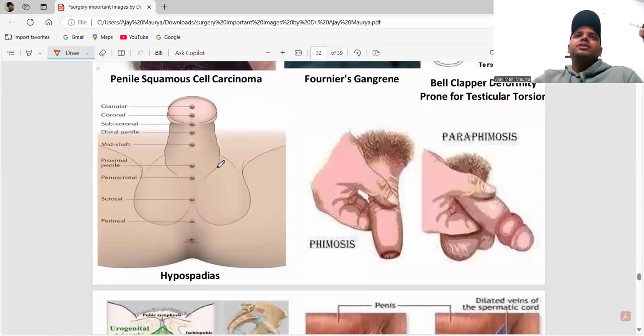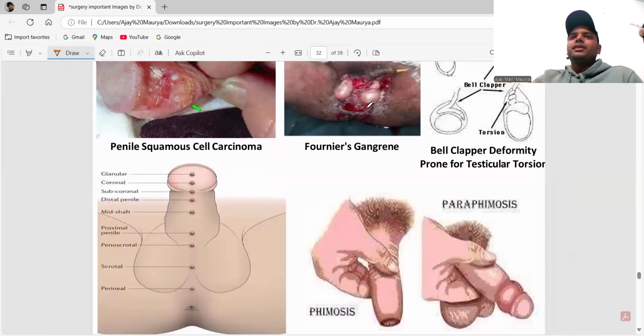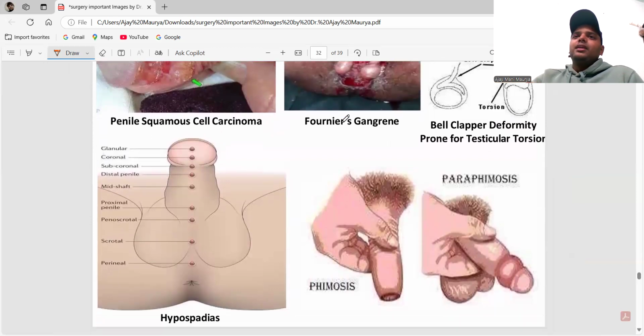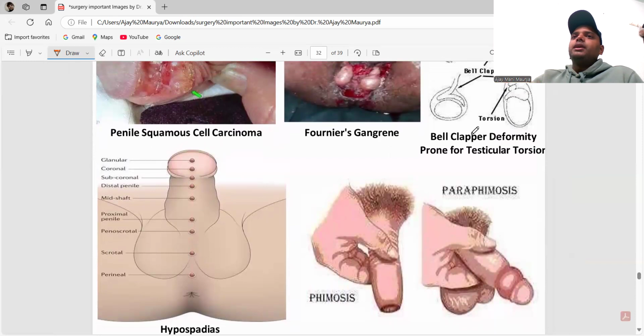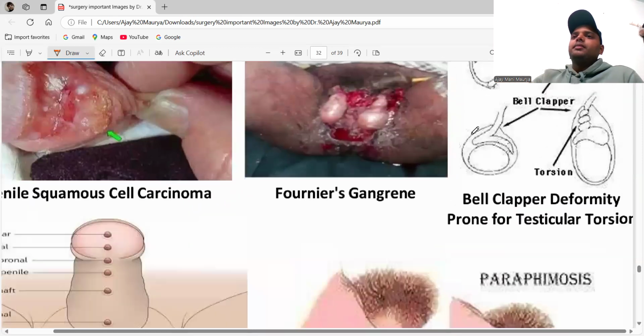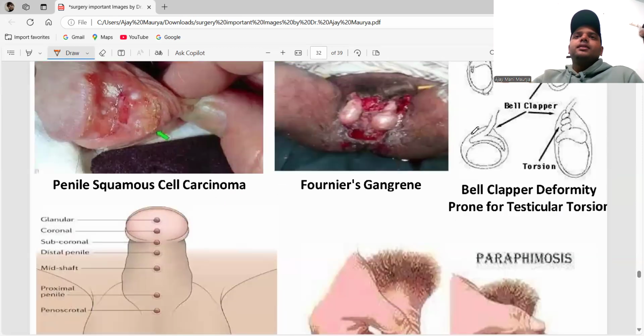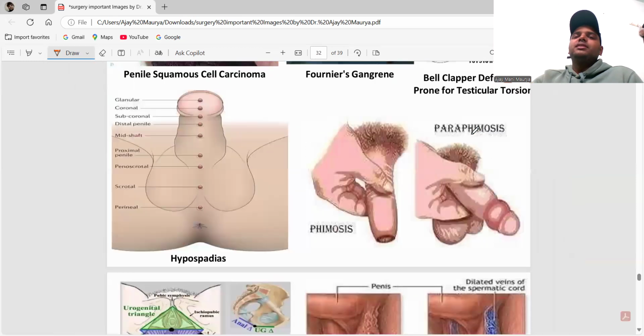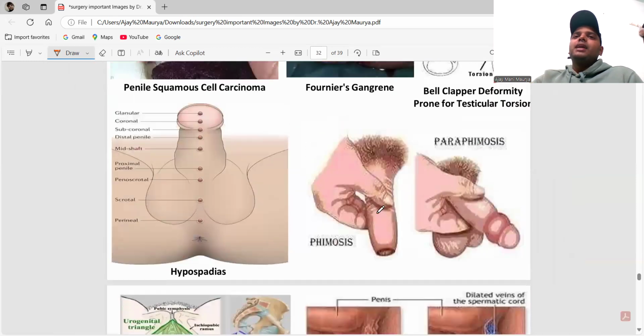This is penile squamous carcinoma. This is Fournier gangrene here. The bell clapper deformity is seen in the case of torsion here. And this, guys, is phimosis. Phimosis means we can't retract the skin. And this is paraphimosis. It means the skin will not go back, will not retract back.